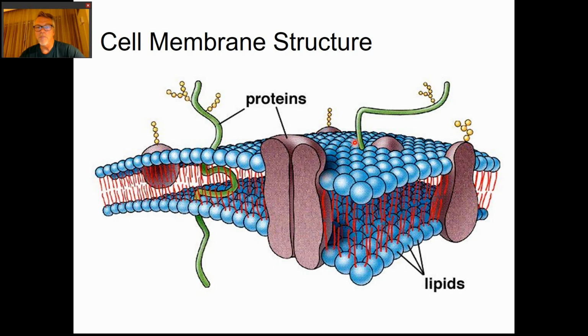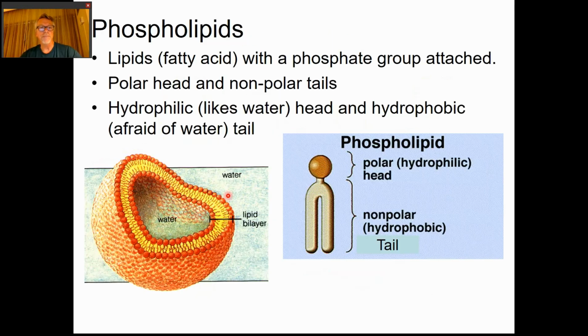Other things that appear in the membrane, these green lines are supposed to represent carbohydrates, so sugar molecules. Cells have sugar molecules attached to some of their, actually not the green line, I'm sorry, the yellow dots, are sugar molecules that are used for identification. So the cell membrane is a complicated dynamic structure.